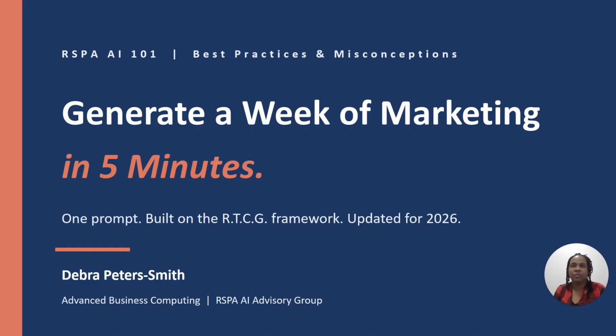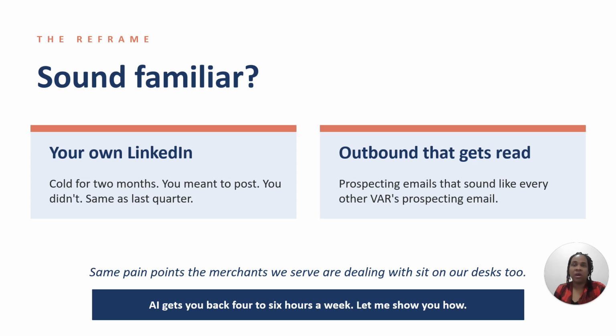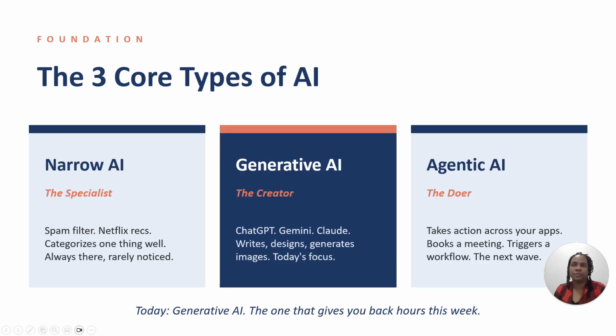Let me show you. If you're like me, a VAR, or if you're an ISV, you already know this. You're trying to keep your own social media from going cold, producing your own marketing content between actual work. None of it is getting done because there just isn't enough time. Now, AI is not going to fix your time problem, but the right prompt, used right, gets you back a couple hours each week. I can show you the foundation and then I'll give you the prompt.